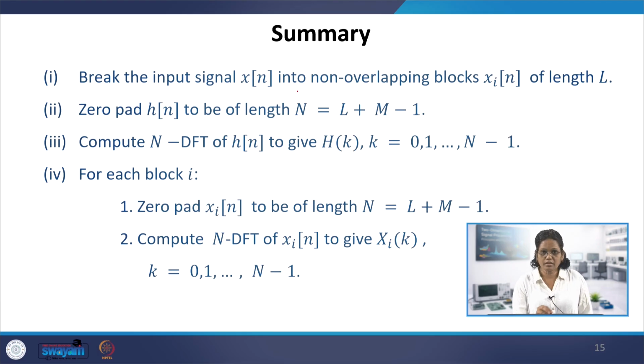So to summarize this overlap add method, the first step is to break the input signal x[n] into blocks xi[n] of length L.